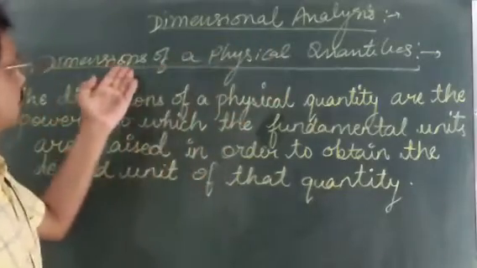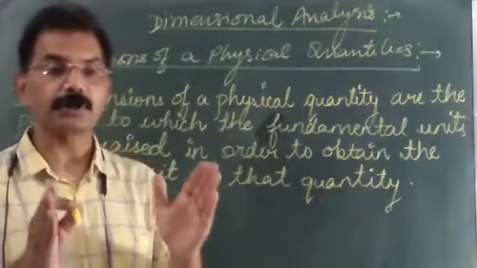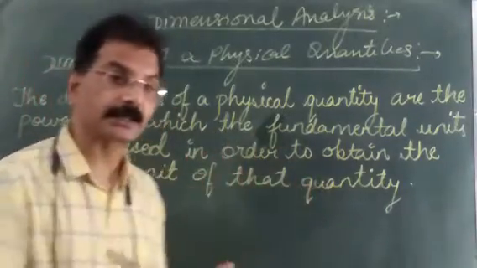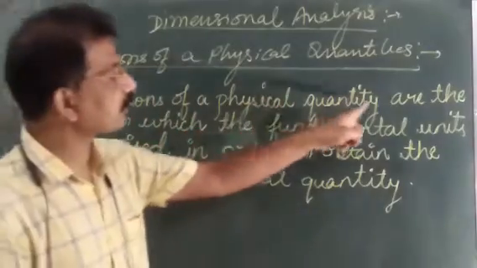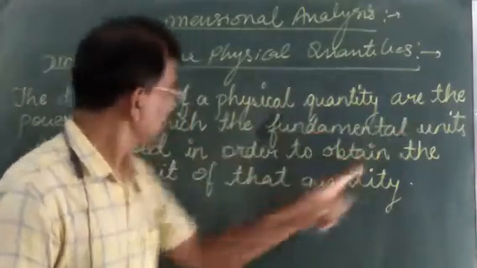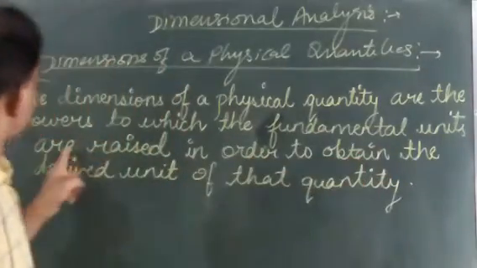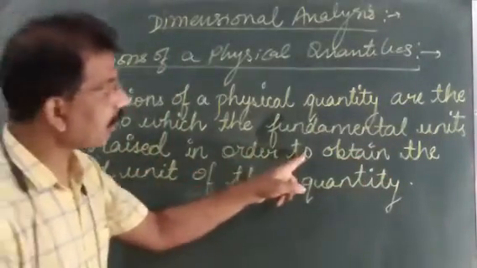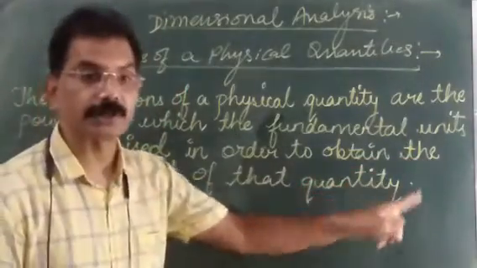So first one, dimensions of a physical quantity. हम किसी भी physical quantity का dimension कैसे लिखते हैं? So what is the method? The dimension of a physical quantity are the powers to which the fundamental units are raised in order to obtain the derived unit of that quantity.